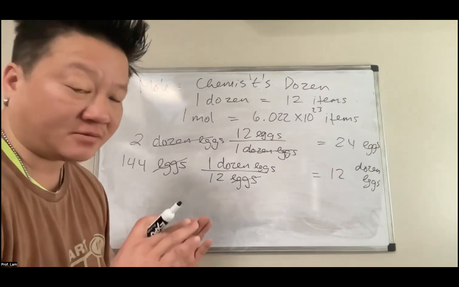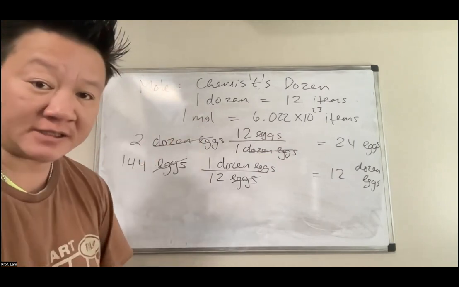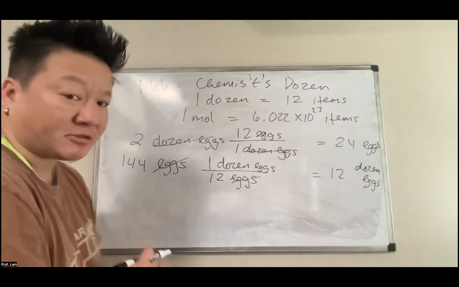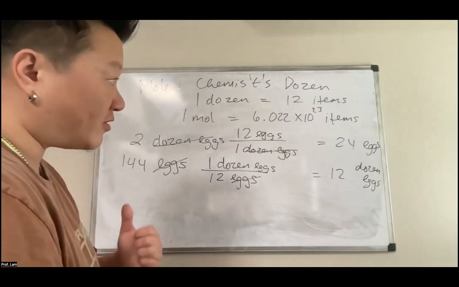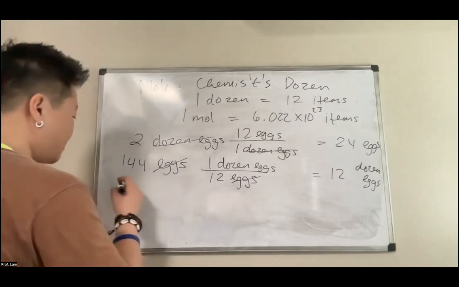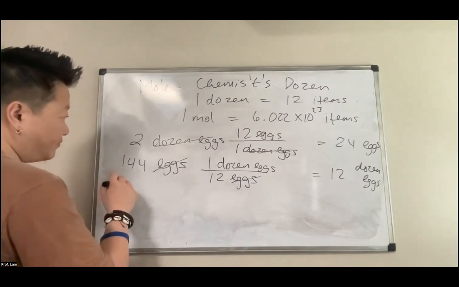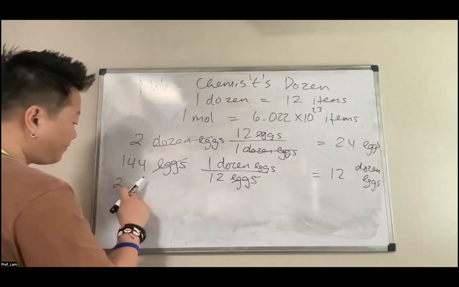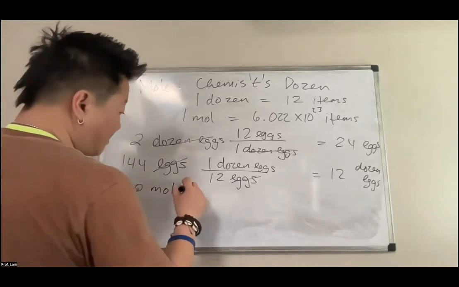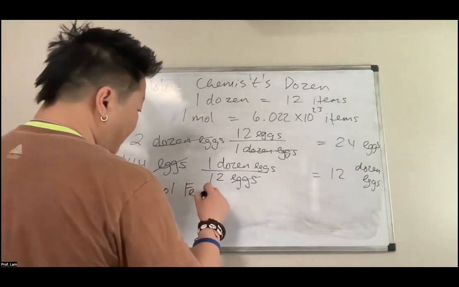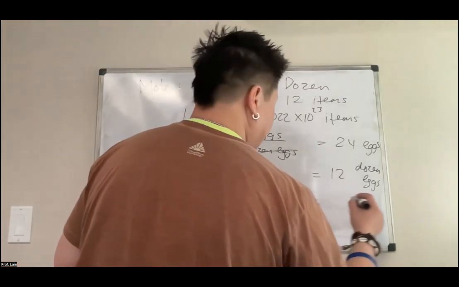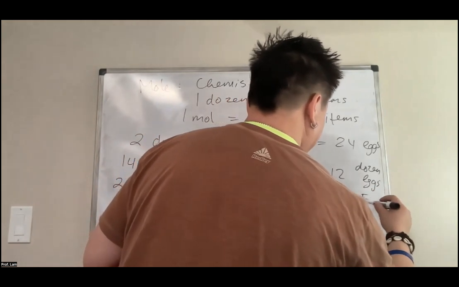Okay. Now I'm going to do it with the mole, so you guys see exactly how it correlates. Since the mole is what we use in chemistry, let's switch over, instead of eggs, to atoms of iron. So let's say I have 2.0 moles of iron atoms, and I want to know how many iron atoms that is.